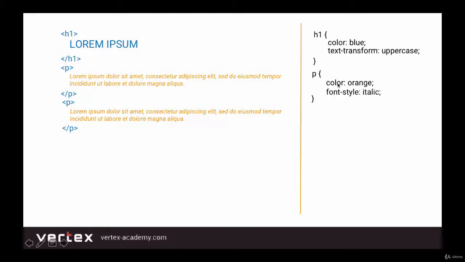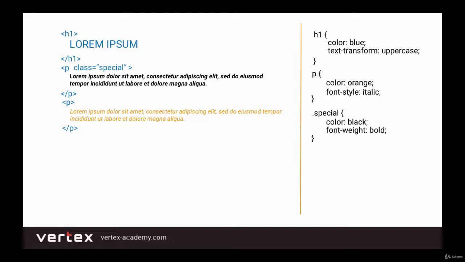So we know that if we want to, let's say, make the first paragraph black and bold, we simply need to add a class. For example, we can name the class Special. So in CSS, we just write color black. This makes our text black. Then we add font weight bold, and now our text is also bold.